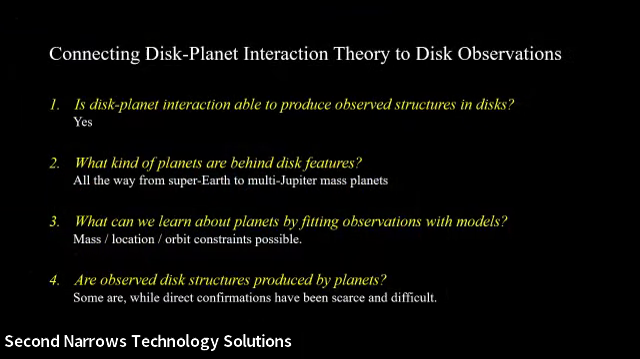So just to summarize this part: is disk-planet interaction able to produce observed structures in disks? Yes. What kind of planets are we talking about? Super-Earths all the way to multi-Jupiter mass. What can we learn about those planets from observations? We can constrain their mass and also their location if we can characterize the disk morphology and know the disk parameters. Are observed structures really produced by planets? At least in some systems, we get a confirmation, but those confirmations have been quite difficult at the moment.